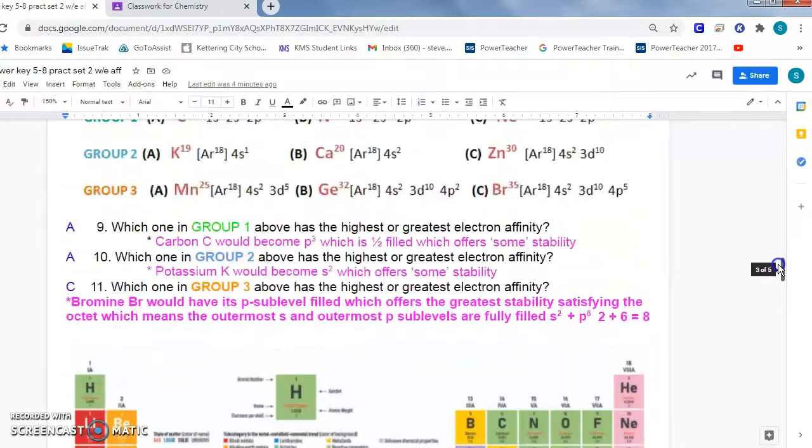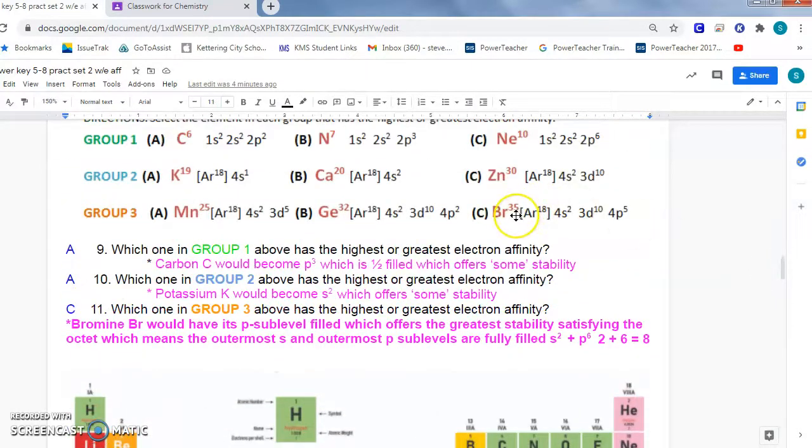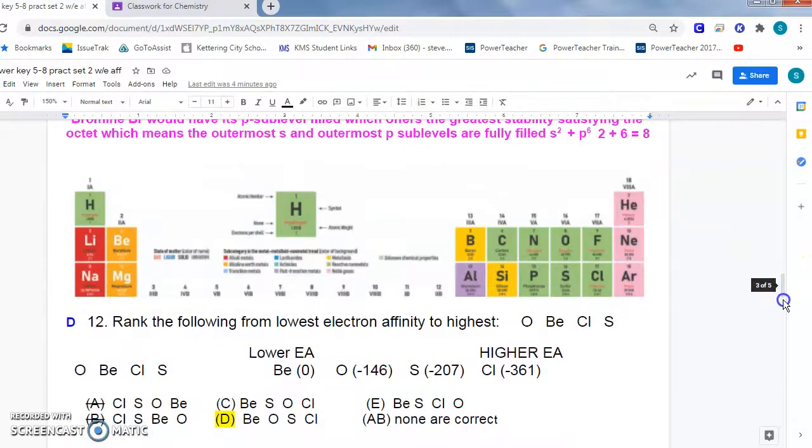All right. Without a doubt, bromine would want it the most. It would have the highest affinity.